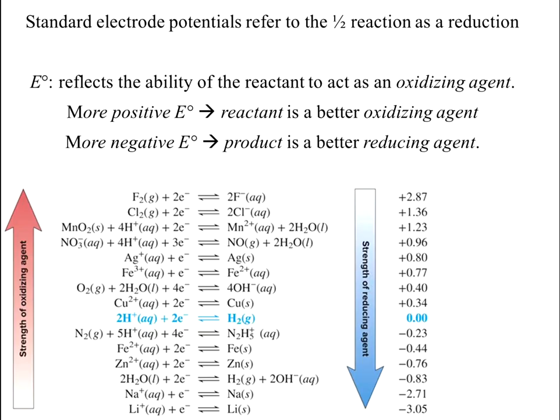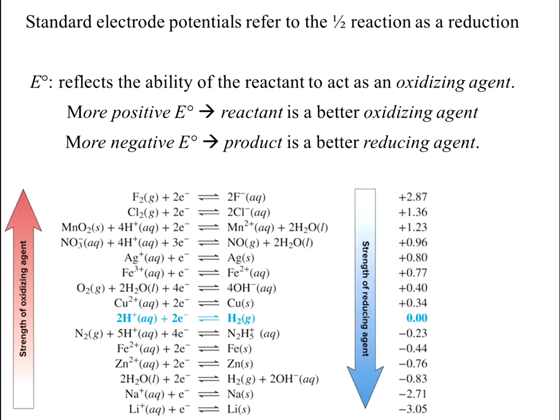And it will grab electrons from anything, concrete, water, oxygen, anything, and produce fluoride. The standard reduction potential is plus 2.87 volts. So we see that E0 therefore reflects the ability of the reactant to act as an oxidizing agent. Fluorine is the best oxidizing agent. So the more positive E0 is, the better the reactant is as an oxidizing agent.